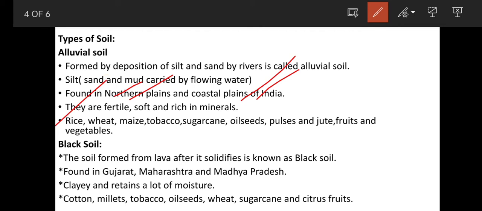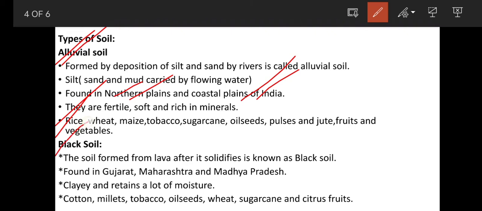They are fertile, soft and rich in minerals. So alluvial soils are very fertile, means they are very suitable for growing crops, and they are soft. These types of soils are soft and they are rich in minerals. And the crops which are grown in alluvial soil are rice, wheat, maize, tobacco, sugarcane, oilseeds, pulses, and jute. These types of crops are grown in alluvial soil, and also fruits and vegetables are grown. I hope you understood alluvial soil.